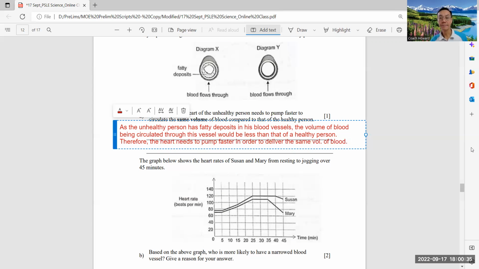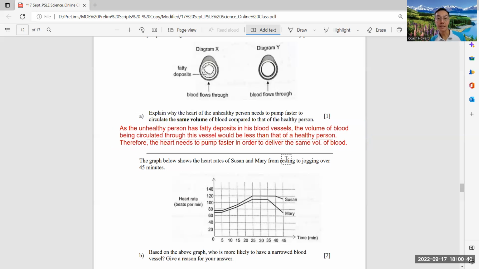Okay, because they ask you why they need to pump faster. Explain why the heart of the unhealthy person needs to pump faster to circulate the same volume of blood. Because you see this part, the vessel is smaller, so that means a lesser volume can go through. That's why in order to receive the same volume, the heart has to pump faster.